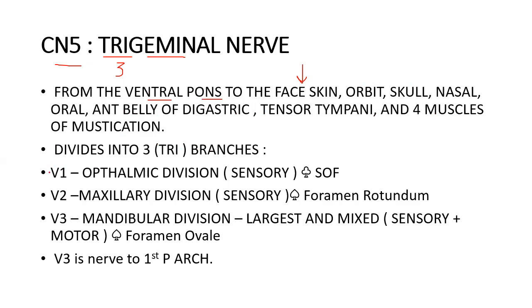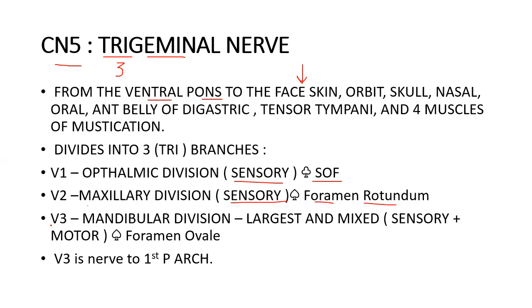So we have V1, so V is for 5, cranial nerve number 5, so we have 5-1, 5-2, 5-3. So V1 is the ophthalmic division. By the word ophthalmic, it's going towards the eyes, right? It's purely sensory and gets into the orbit through the superior orbital fissure. Then V2 is our maxillary division. So it's going around the region of the maxilla and it's purely sensory. And then it exits the cranium through the foramen rotundum, right?